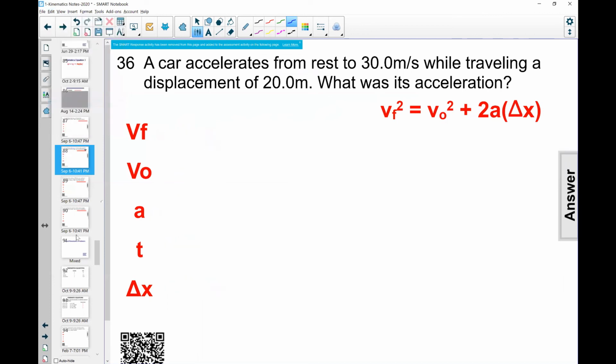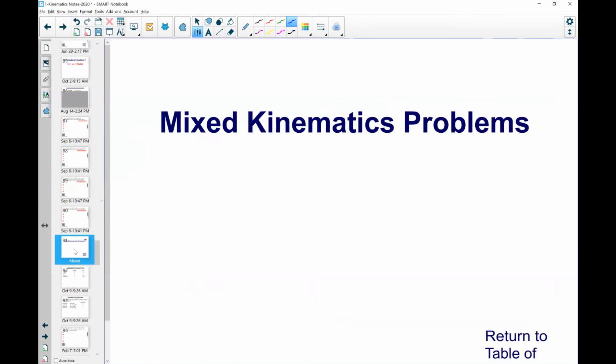All right. So the next thing I want to cover is what about when the kinematics equations are just mixed up? So far we focused on equation 1, then we practiced that. We focused on equation 2, then we practiced that. Today we focused on equation 3 and practiced that. What if they don't tell you which equation to use? How do you figure that out?